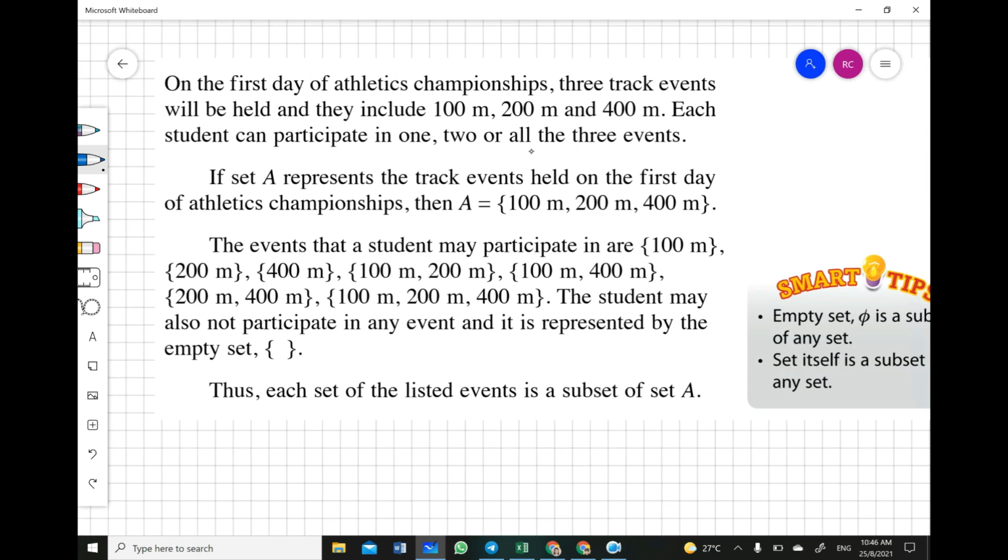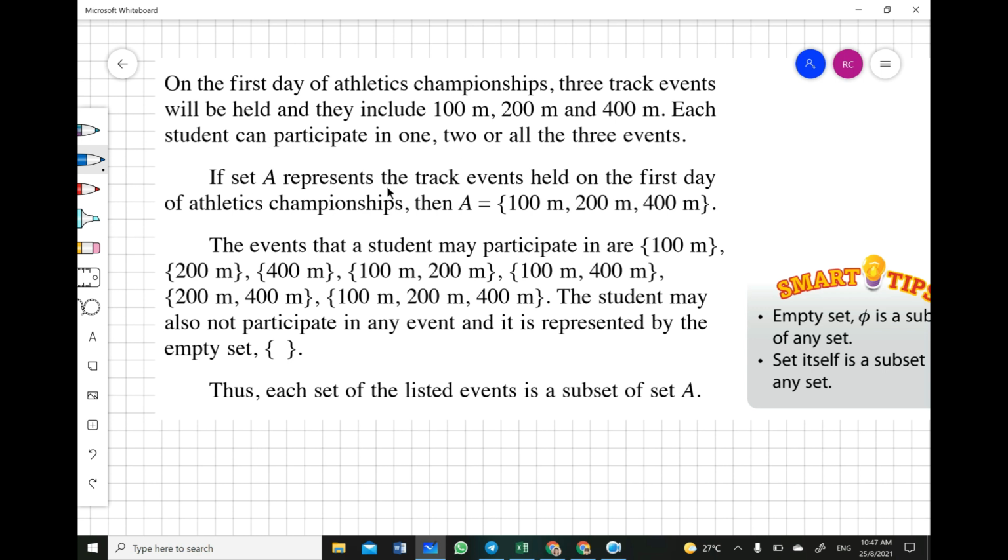Okay, this part here, we are going to find out the possible subsets later on. So, we need to go through this because this one involves the empty set. On the first day of athletic championships, 3 track events will be held. These are the 3 track events: 100 meters, 200 meters, and 400 meters. Each student can participate in 1, 2, or all 3 events. So it's up to the students.